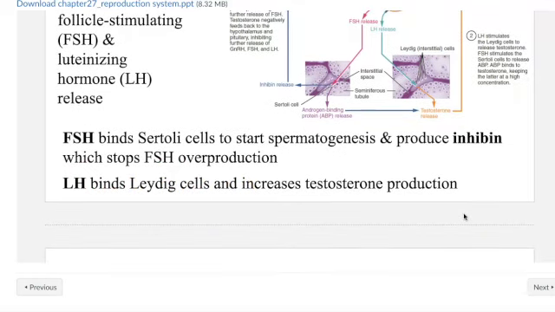Okay, so Sertoli cells will start the spermatogenesis. That's FSH, and LH will bind to Leydig cells. Okay, just remember L and L. Okay, and this will increase testosterone production. Once testosterone production is increased, then the FSH will start making sperm.